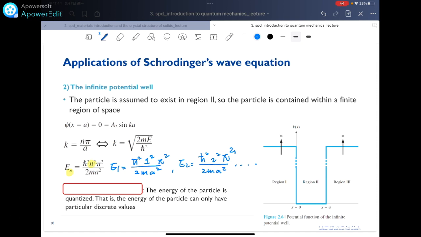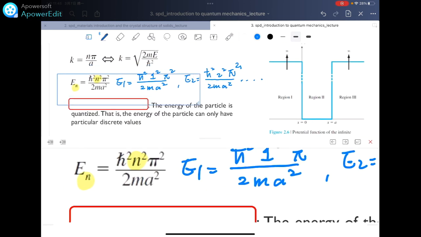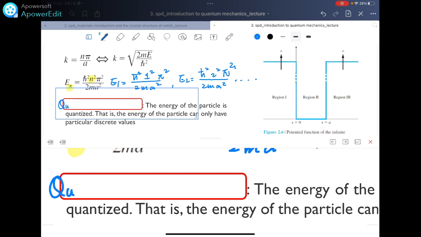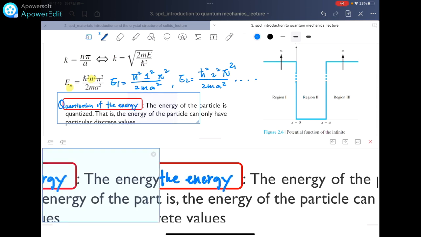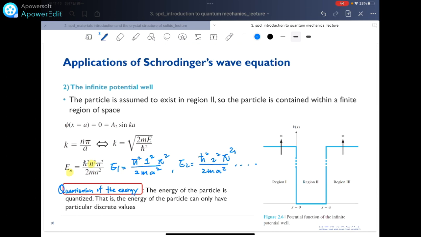So therefore, we found that inside the potential well, we have the quantization of energy. The energy of a particle is quantized. Therefore, the energy of a particle can only have particular discrete values. So the energy is not a continuous value, it's a discrete value, and we have the concept of quantization.